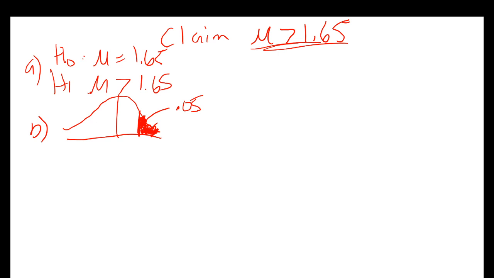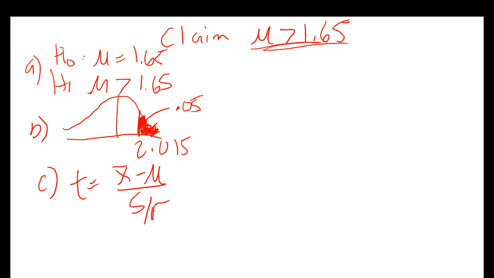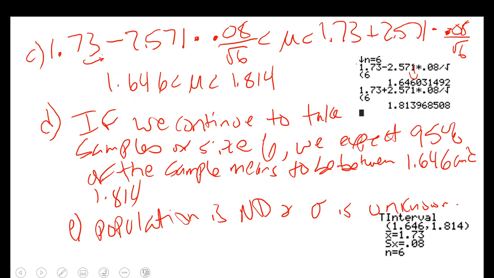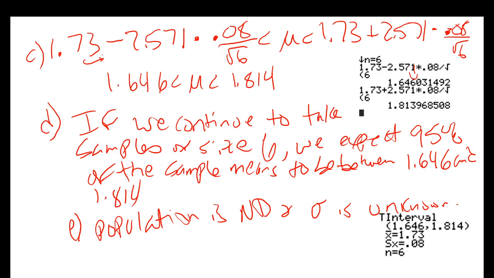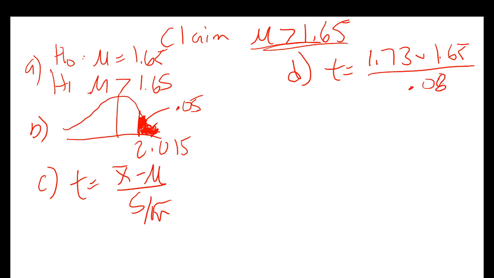When you looked up the 0.05 on the one-tail test, what did you get? 2.015. Anna and Dino, we got those? All right, Savannah. Got another formula: T equals x bar minus mu over s divided by the square root of n. Part D, T equals 1.73 minus 1.65 divided by 0.08 divided by the square root of 6. Is that right? Yes.